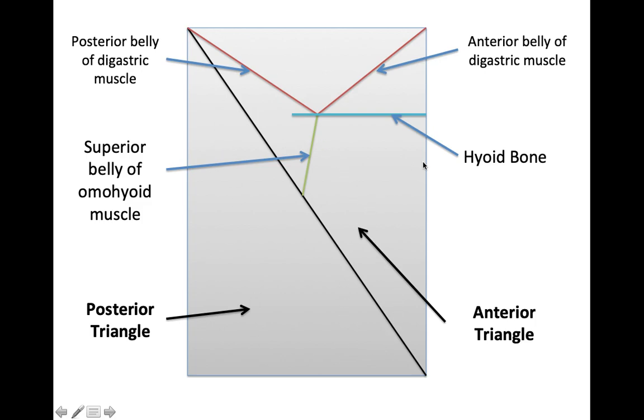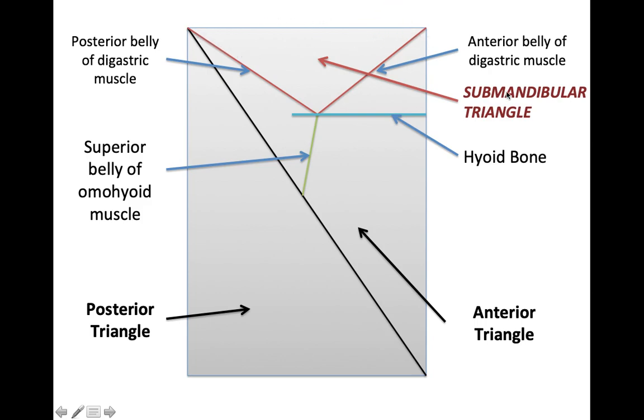Now let's talk about the anterior triangles, and further let's talk about different triangles in this part. So the first one is the digastric triangle, which is the submandibular triangle. The submandibular triangle is basically, anteriorly it has the anterior belly of digastric muscle. Posteriorly it has the posterior belly of digastric muscle, and superiorly it has the inferior border of mandible and the imaginary line extending from the angle of the mandible to the mastoid process.